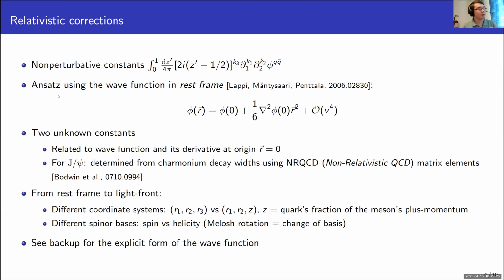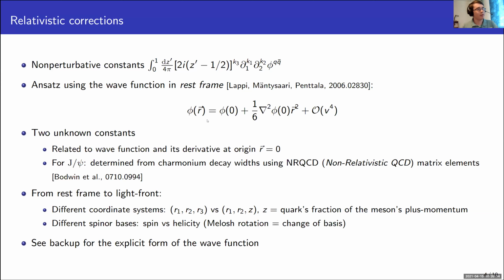And what we do is that we make an ansatz for the wave function in the rest frame. So we basically do a Taylor expansion in terms of this position r and keep only the first two terms. And then the first term is the fully non-relativistic contribution, whereas the second term corresponds to these relativistic corrections at the order v squared. So now we have two unknown constants, the value of the wave function at the origin and its derivative. And now I will talk about J/psi production, because for J/psi, we can determine these constants using NRQCD matrix elements. And these NRQCD matrix elements in turn have been determined from charmonium decay rates.